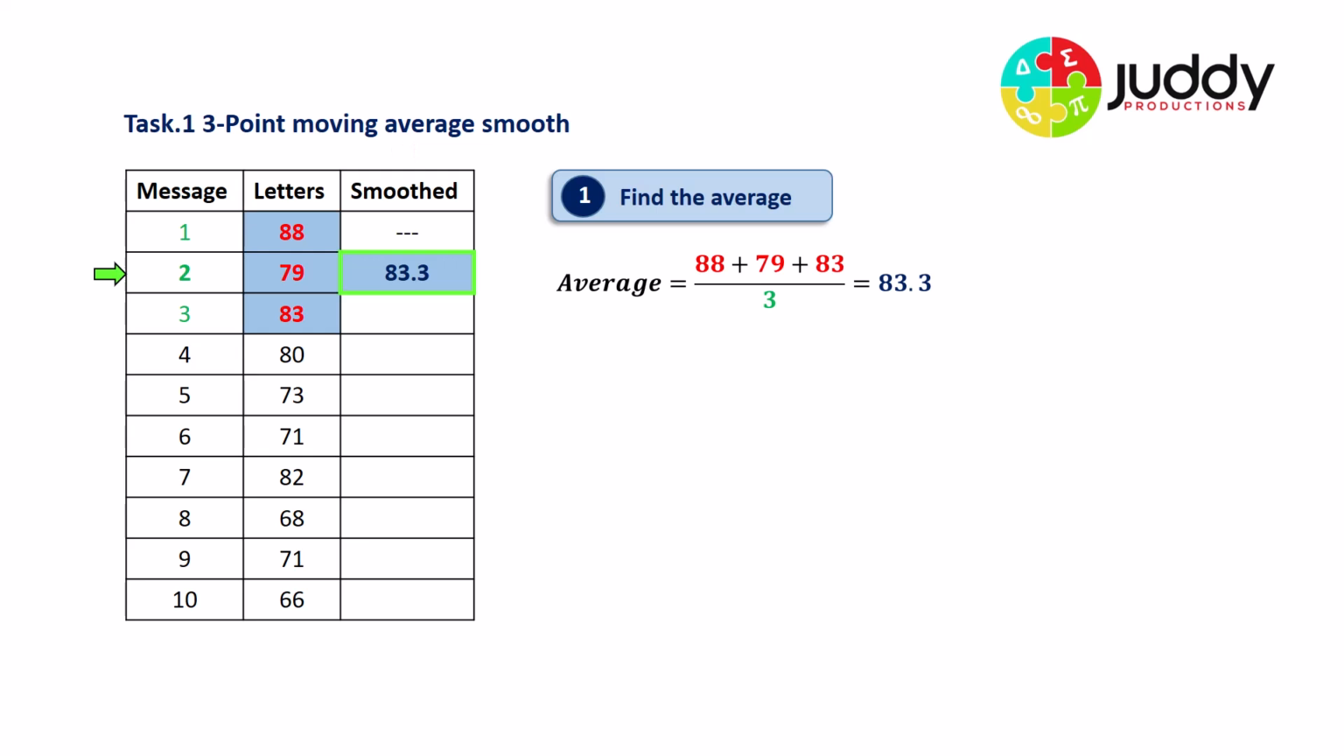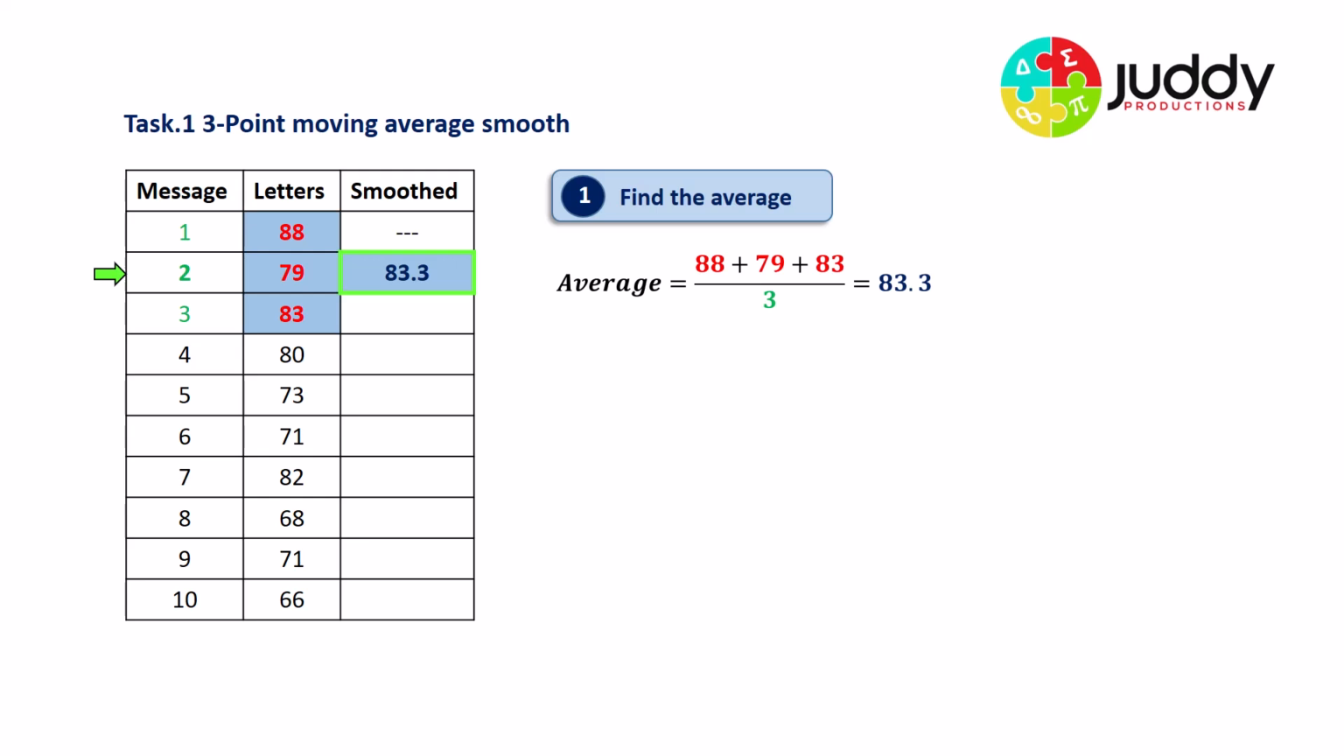That value of 83.3 is centered against the middle message number. I've got message number 1, 2, and 3, so the middle point of that is 2. So that's our first point of our 3-point moving average smooth. There's nothing in this cell above it. We would need some value before message 1 to find an average for that cell, and we can't. So an average of the first 3 is centered against message number 2, and there's no data for message number 1 in our 3-point moving average smooth.